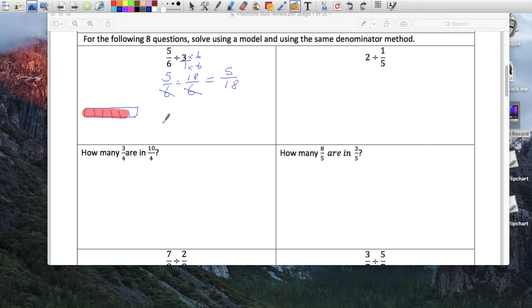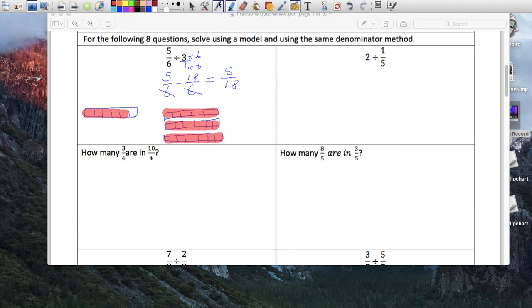18 over 6? Yikes. So 18 over 6 would be 1, 2, 3. 1, 2, 3, 4, 5, 6, and again, and again. So 18 over 6. Okay, keep in mind what that is. Try that again. 6 over 6 plus another 6 over 6 plus another 6 over 6.